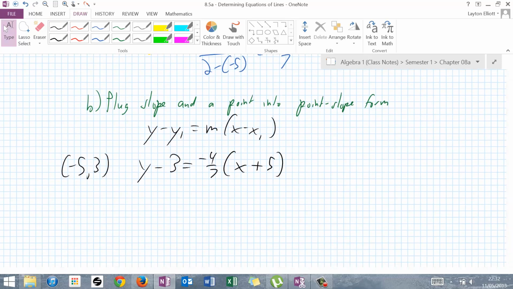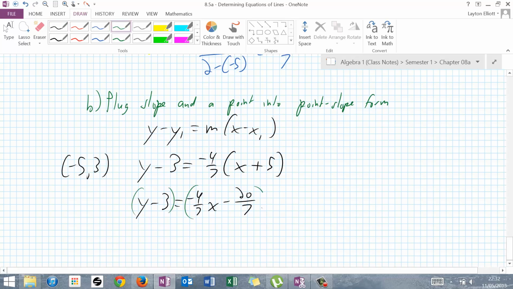Now, if I'm taking it directly to standard form, I can actually multiply both the left and the right sides by a 7. But let's do that in the next step. Let's distribute this negative 4/7 just so I don't get confused about the distributive property. And then I'm going to multiply the left and the right sides by a 7. So I have 7y minus 21 equals negative 4x minus 1, or minus 20.